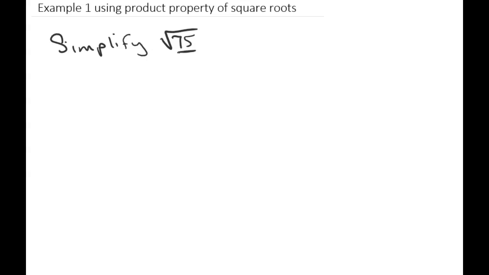I'm going to do my first example of simplifying a square root using the product property of square roots. Here I have a square root of 75. If I typed that into a calculator, square root of 75, I would get something like 8.66025, and it just keeps going. It is not a perfect square, 75, so it doesn't have a whole number square root.